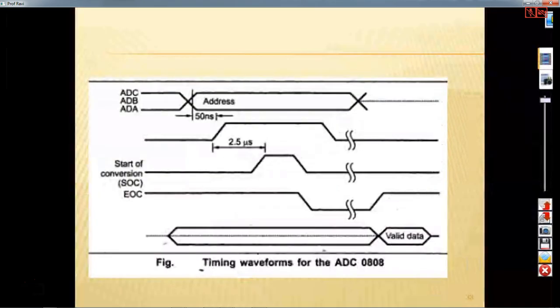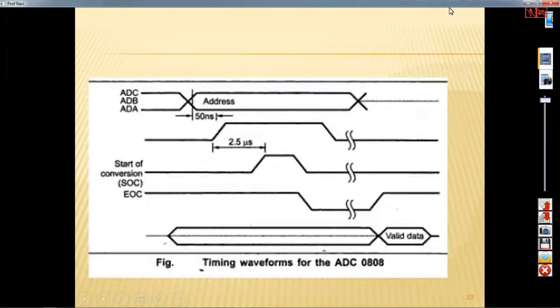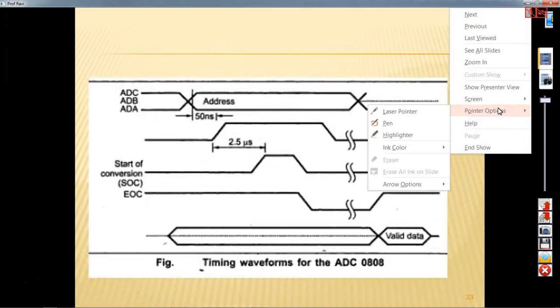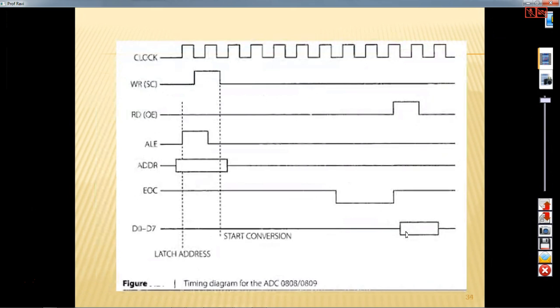So from the timing point of view, once you give the start of conversion signal, then you are checking for the end of conversion signal. So if it is low you wait, if it goes high it means the data is available. Yeah. So this is what the sequence is in terms of the timing diagram.